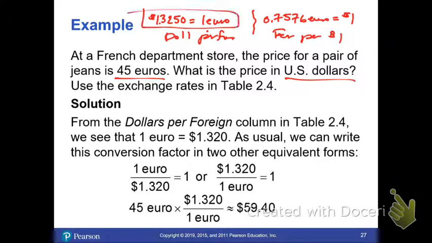So let's look at this conversion factor. Remember, we can put either on top of each other to equal 1. So these are the equivalent conversion factors. But since I'm going from 45 euros, I want to use the one that has the euro at the bottom. And so my euros would cancel, and then I get $59.40.